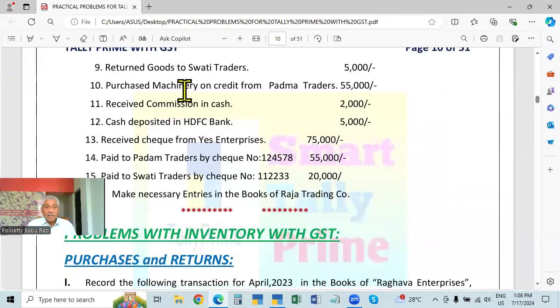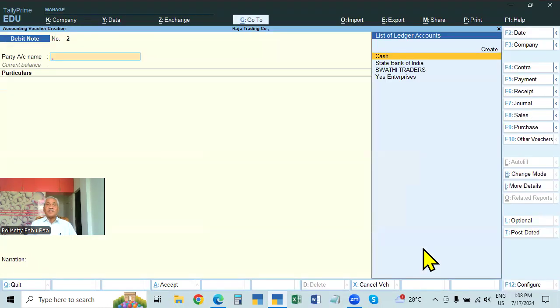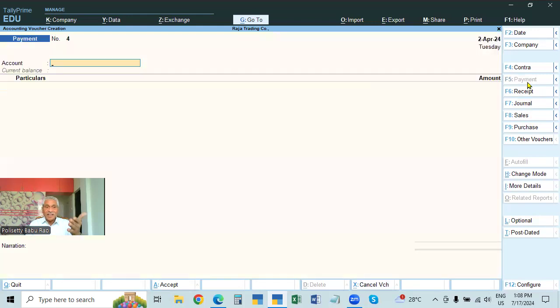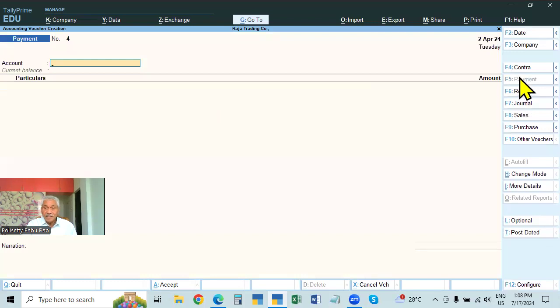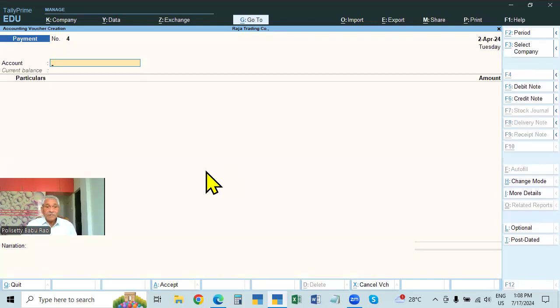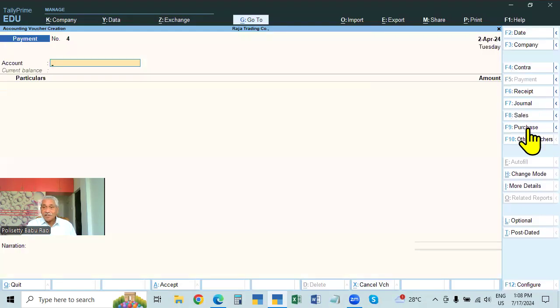Then, purchase machinery on credit from Padma Traders. See here, when you purchase the machinery and pay cash, we will enter the payment voucher. So paid cash, and in the particulars we will write machinery. So purchase machinery on cash, we enter in the payment voucher. And when you purchase on credit, where you enter sales and purchase, you can enter in purchase for goods only. You purchase machinery, an asset; it is not goods. That's why you cannot enter here.